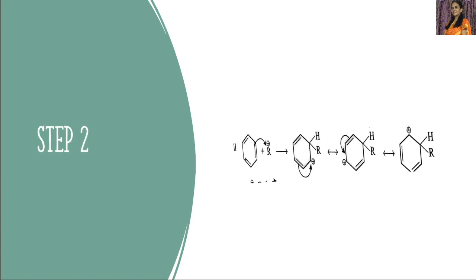In the second step, what happens? This alkyl carbonium ion forms a bond with one of the carbon atoms with the help of a pi bond. Then a sigma complex is produced, which is stabilized by resonance due to the presence of two other pi bonds in conjugation with it. Thus the sigma complex is stabilized.